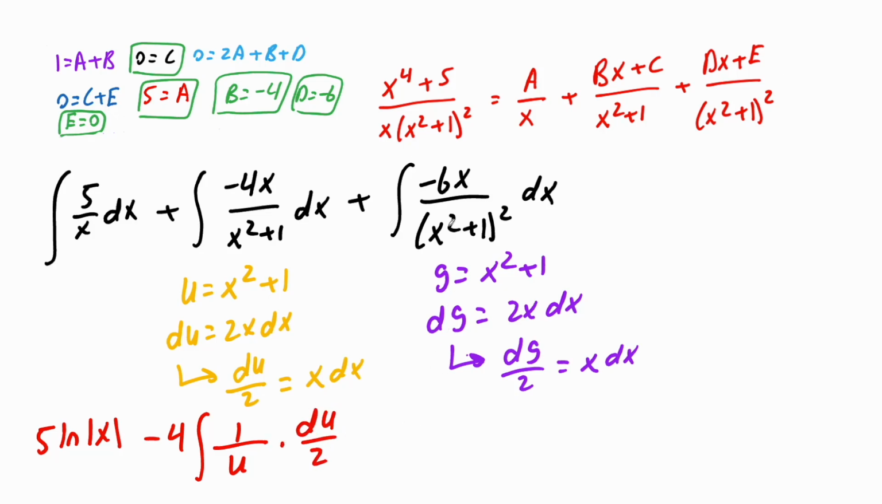Same idea for this piece. I'm going to bring the negative 6 to the front. So negative 6 the integral. X dx, I'm replacing it with dg divided by 2. And so we can say that we have 1 divided by x squared plus 1, we know is u, so u squared times dg divided by 2. And then we have x dx, and x dx is the same as dg divided by 2. And so we're going to get 1 divided by x squared plus 1, we know is g. So we have g squared times dg divided by 2. We're going to need a little bit more space, so I'm going to take this to another page.